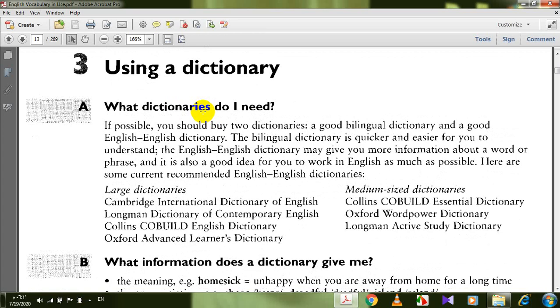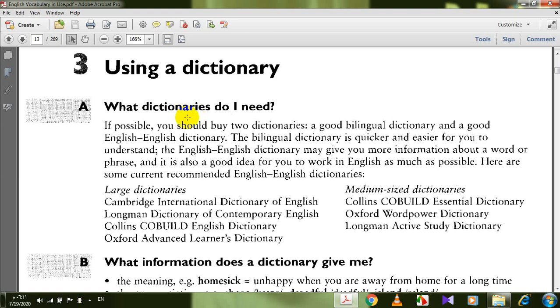A dictionary is a book. So if somebody says a dictionary is a book, it's okay. A book that gives you a list of words of a specific language, in alphabetical order. This is important, in alphabetical order. So any book which has a list of vocabulary, a list of words of a specific language in alphabetical order is a dictionary.